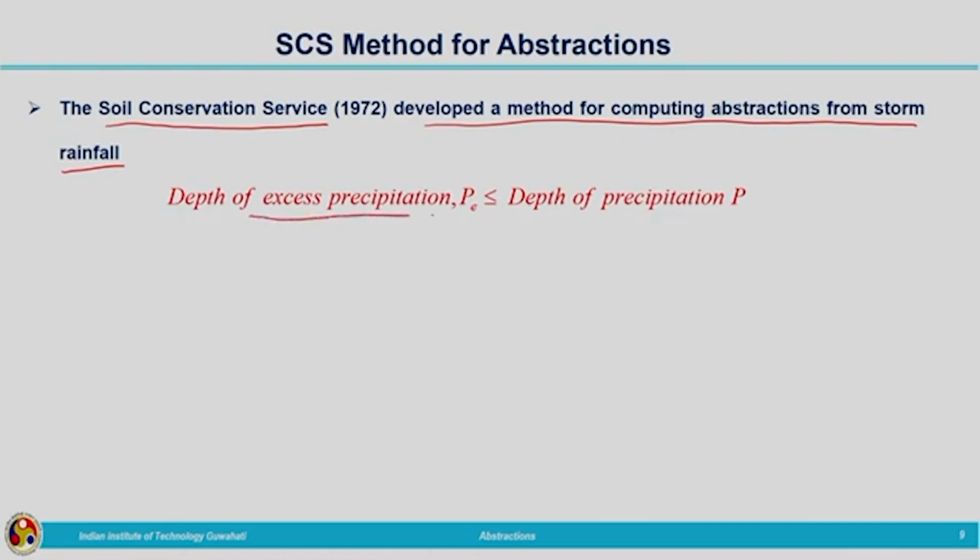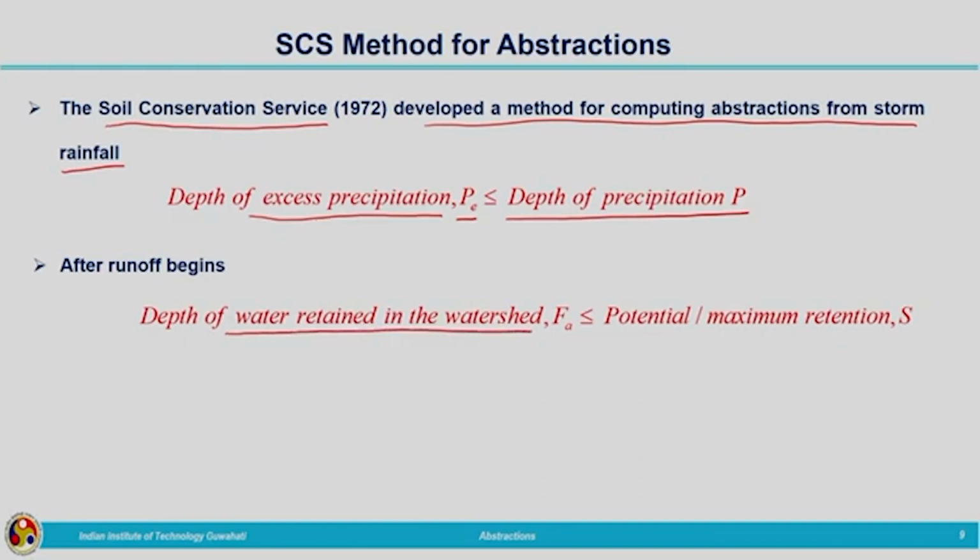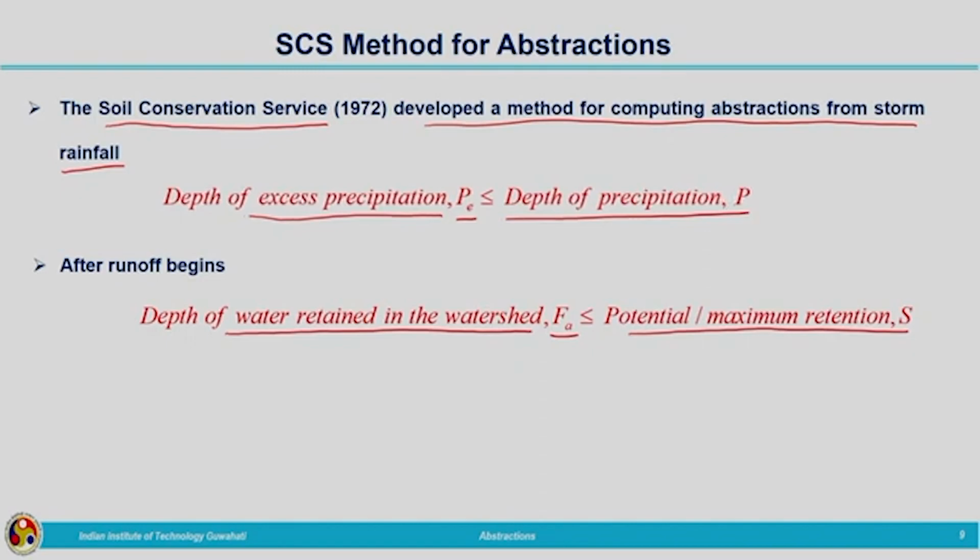In this, what is assumed is that the depth of excess precipitation is represented by the notation P subscript E and total precipitation by capital P. The assumption made is that the depth of excess precipitation P_E is less than or equal to the depth of total precipitation P, and after runoff begins, the depth of water retained in the watershed, represented by F_A, is less than the potential or maximum retention, represented by S. So, here what is assumed is that the depth of excess precipitation will be less than that of total precipitation.